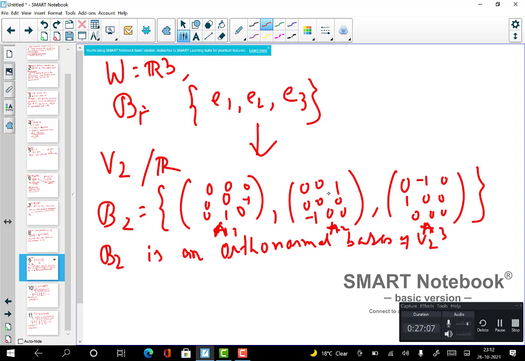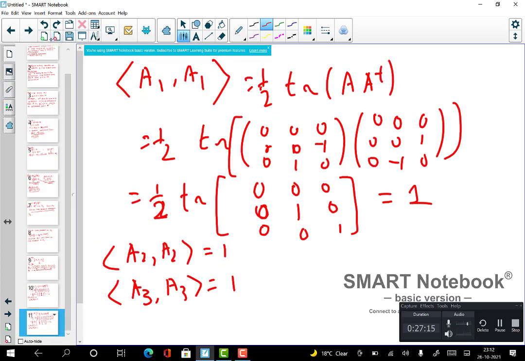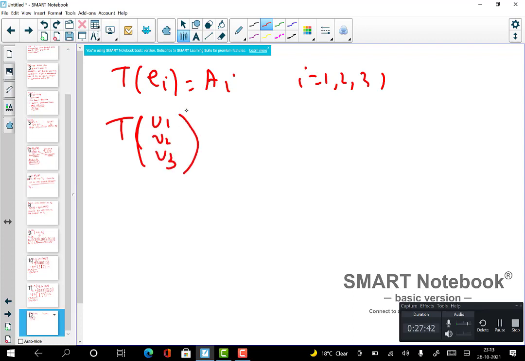Then what will be the map? So now you define T of EI equal to AI, I equal to 1, 2, 3. Then you see that obviously the theorem we just proved before tells you that T is an isomorphism, right? Isomorphism of inner product spaces. So what will be the general map? Then you write down V1, V2, V3 in R3, and then the image will be what? Image will be in terms of this, right?